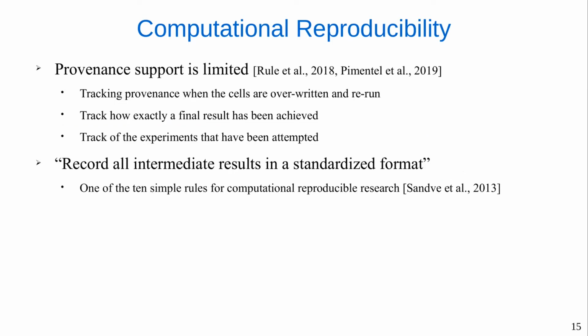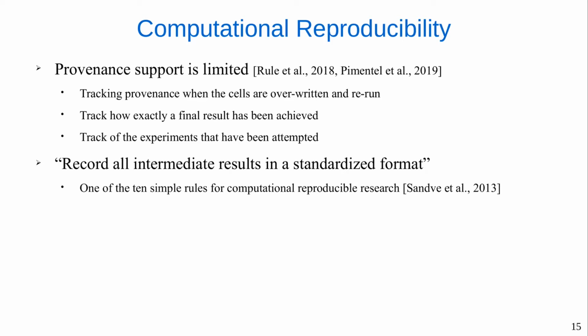Even though Jupyter notebooks are meant for reproducible science because you can share the code along with the text, recent studies have pointed out that the provenance support in them is limited and highlighted the need for it in Jupyter notebooks. This is needed especially when cells are overwritten and rerun, to track how exactly a final result has been achieved and to track the experiments that have been attempted.